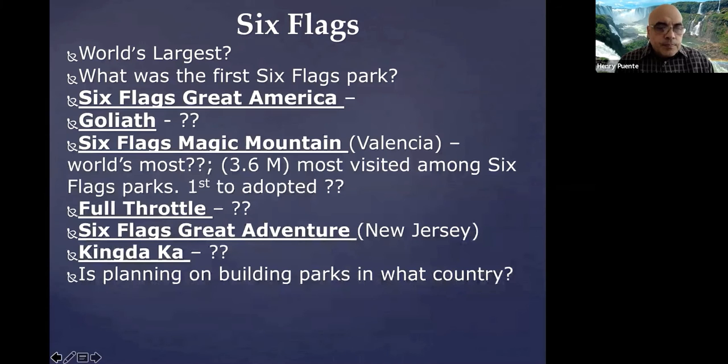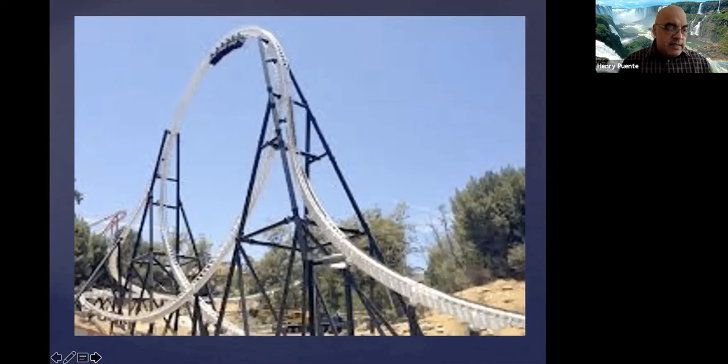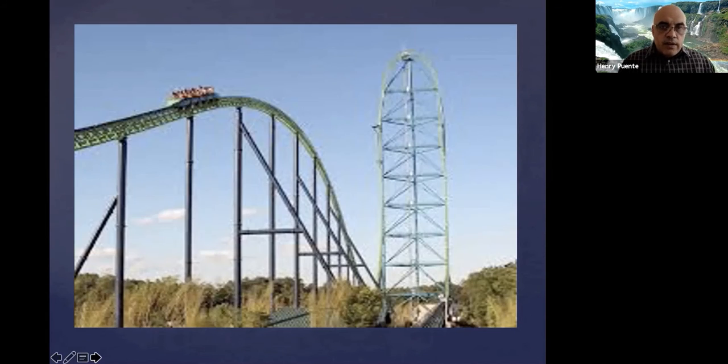So Six Flags Great Adventure in New Jersey is the place where Kingda Ka is located. And this is a picture of Kingda Ka right here. It's a pretty gigantic roller coaster. It's the world's tallest roller coaster.